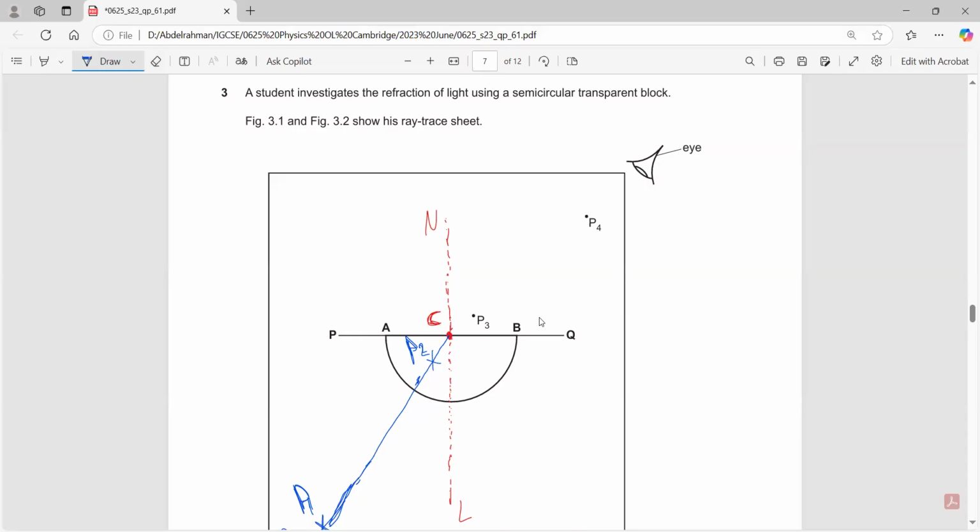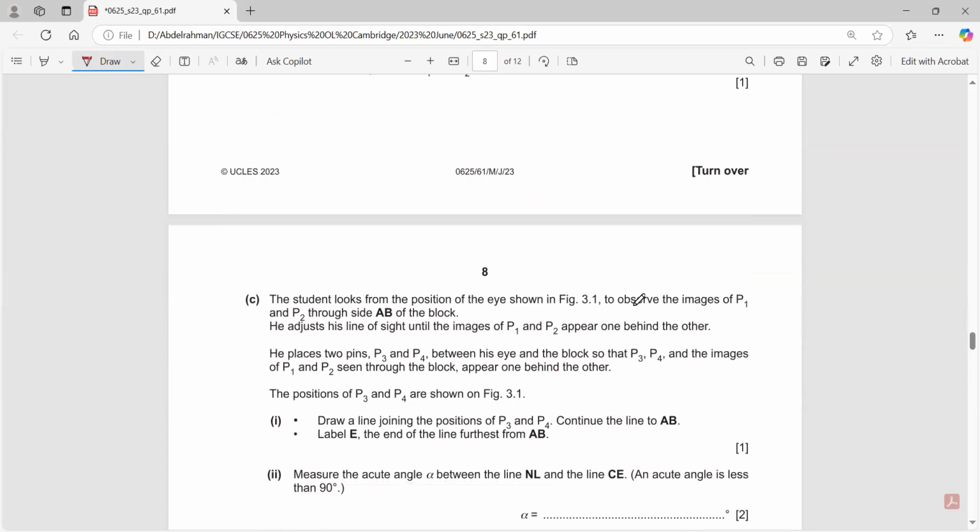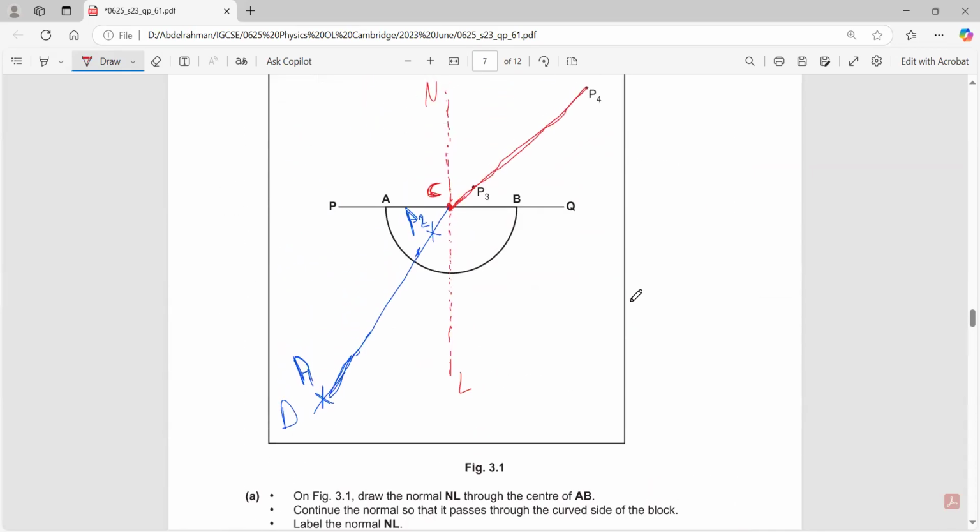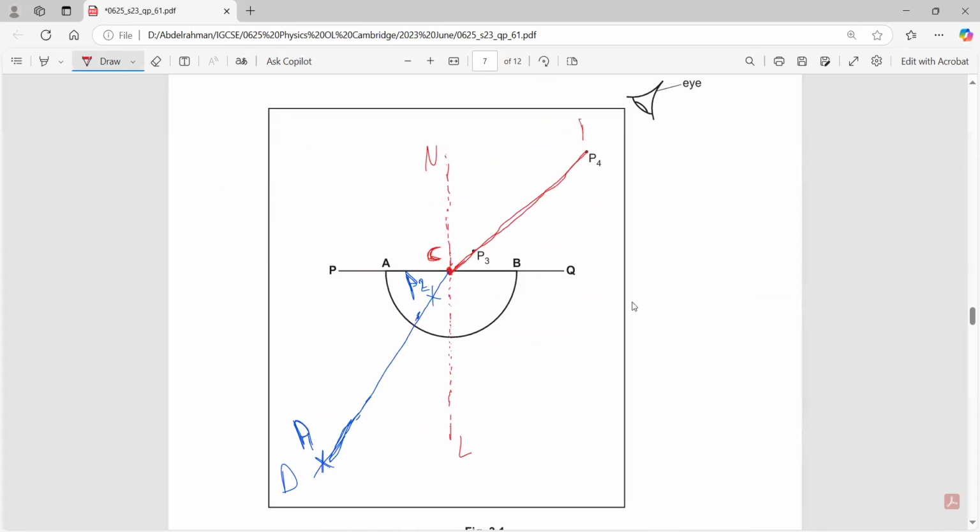Let me use a different color. P3 and P4 should be joined, and the line will reach point C. Label the point, he said what? E, furthest from AB, so this is point E at this side.